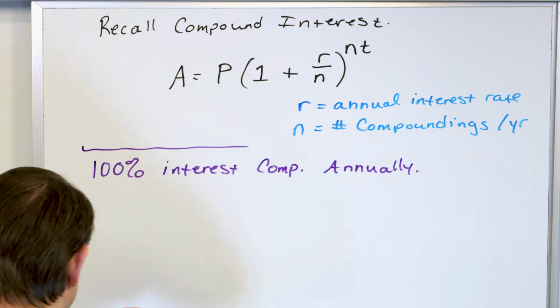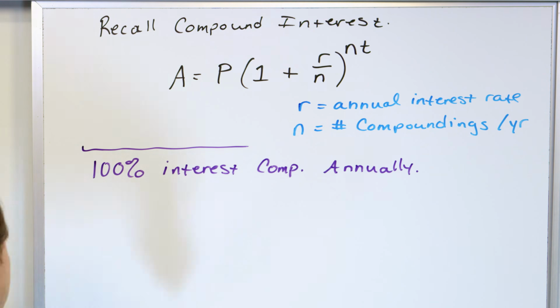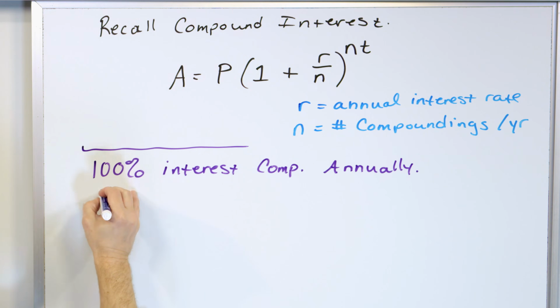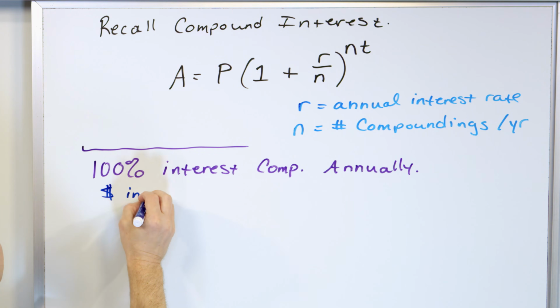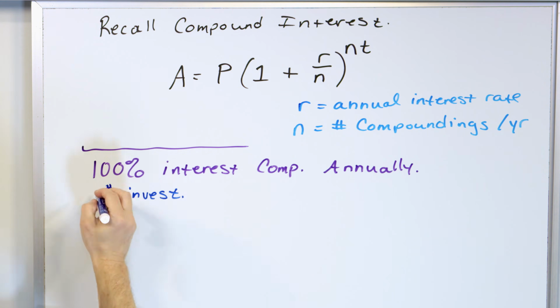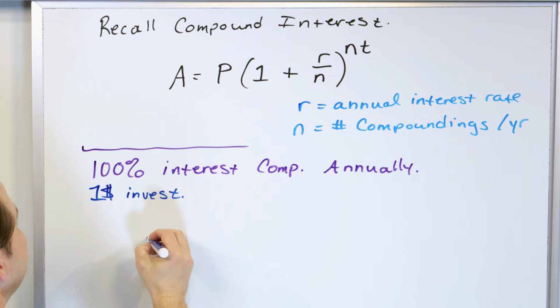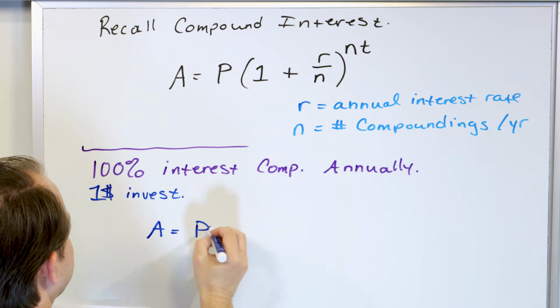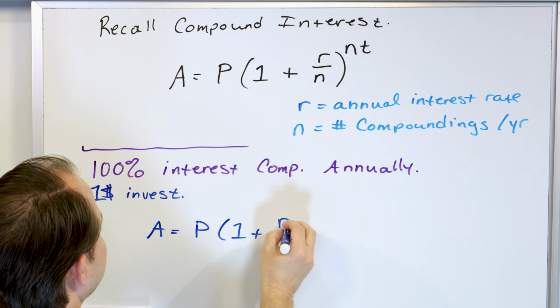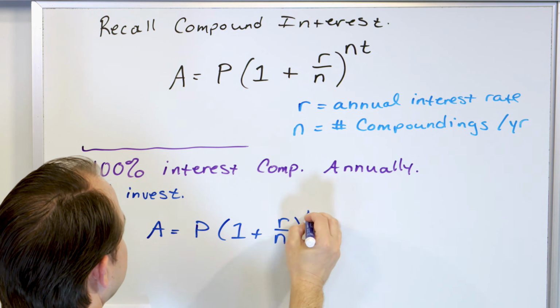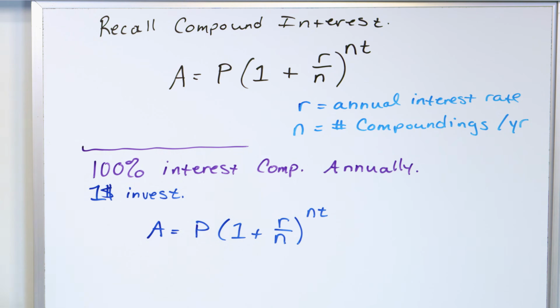That means only 1 time per year. All right, what did we get? And it's a $1 investment. Basically, I want to see how much my $1 grows whenever I do this. So the amount of money I'm going to have in the future is equal to the principal times 1 plus the interest rate over the number of compounding periods, raised to the power of t. This is the same equation we wrote above.